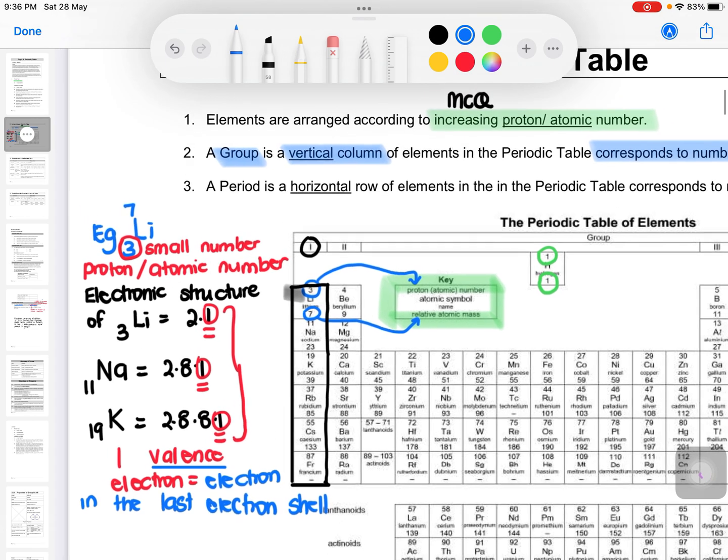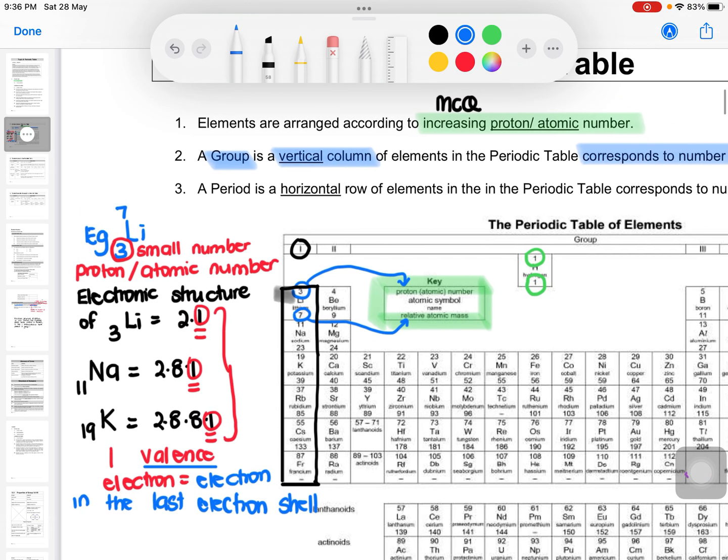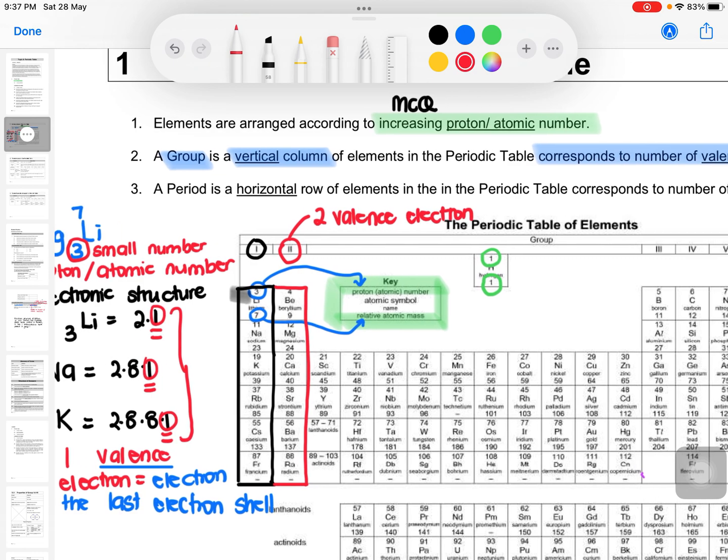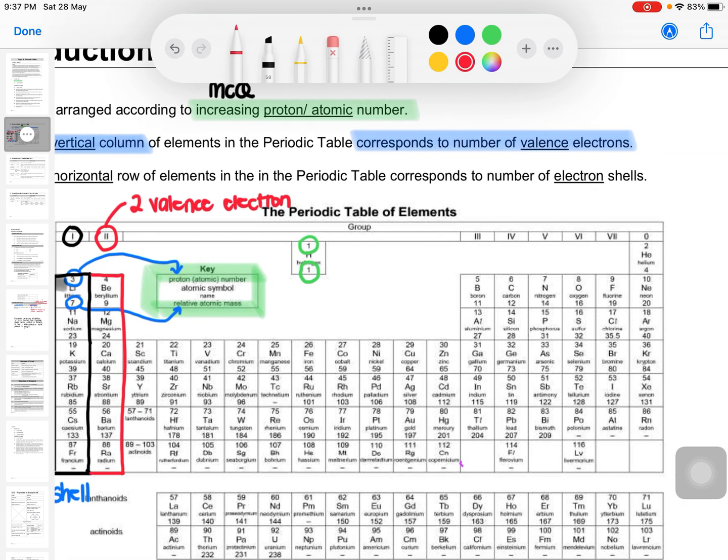If I move on to the next group, here, which is beryllium, beryllium belongs to group 2. So what does this mean? All the elements will have 2 valence electrons. And do take note, for the group it is written in Roman numerals, so you just have to follow what is written here.